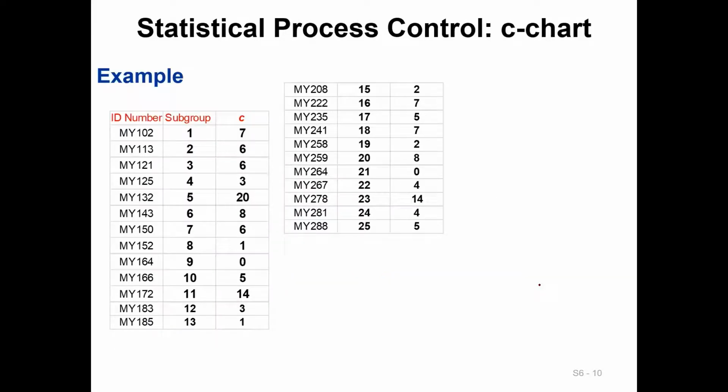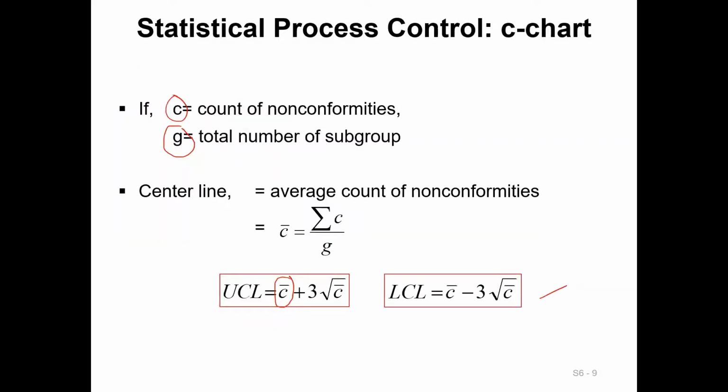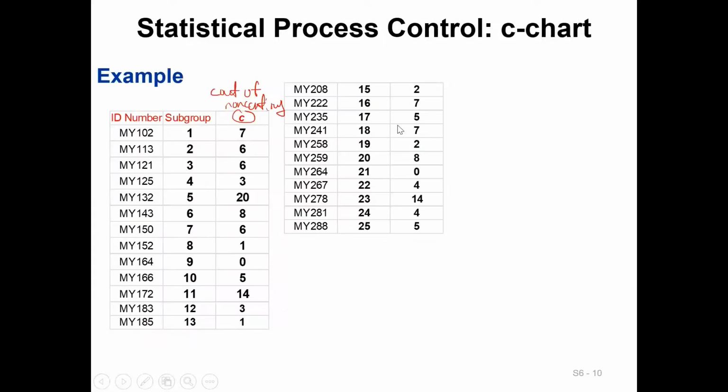Example. In this example, you see why I'm using the C-chart: it is because I'm inspecting a process and I'm counting the non-conformities, the C. In this example, I put C, where I can put the counts of non-conformities. Okay, the count of non-conformity.